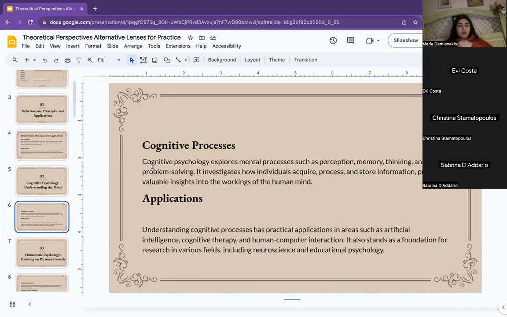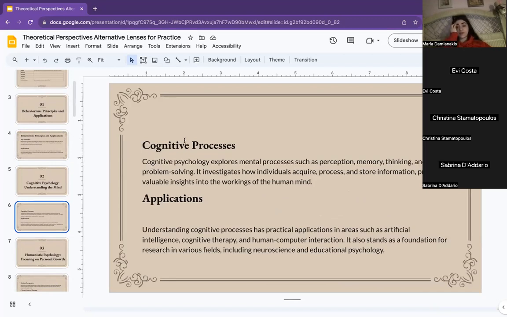Cognitive psychology explores mental processes such as perception, memory, thinking, and problem solving. And it investigates how individuals acquire, process, and store information, providing valuable insights into the workings of the human mind.